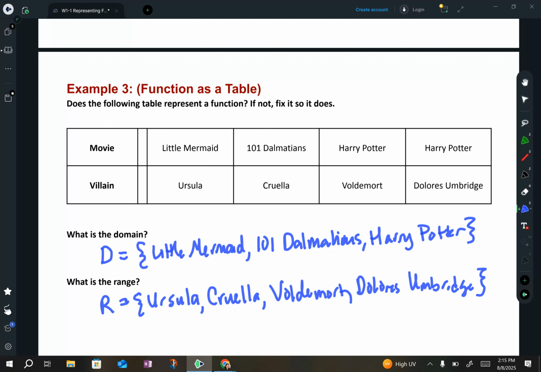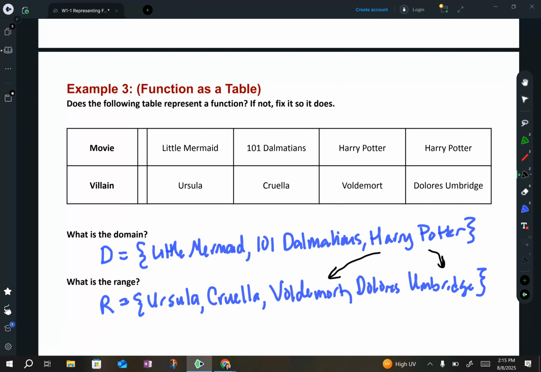All right, so that's our domain and our range and our relation. Now let's ask ourselves, does this table represent a function? Well, remember, for it to be a function, every input has to have exactly one output. But Harry Potter goes both to Voldemort and to Dolores Umbridge.